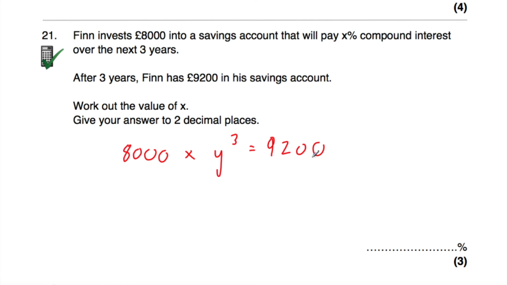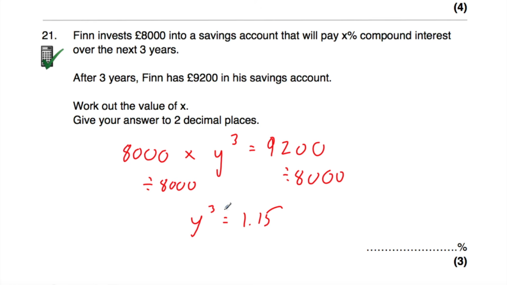Now what we've got here is an equation. We just need to solve it. I'm going to divide both sides of the equation by 8,000, and then I'm going to cube root to get rid of that cubed. So let's divide both sides by 8,000. If we divide both sides of the equation by 8,000, we'll be left with on the left-hand side, y cubed. And on the right-hand side, if we do 9,200 divided by 8,000, that's equal to 1.15.